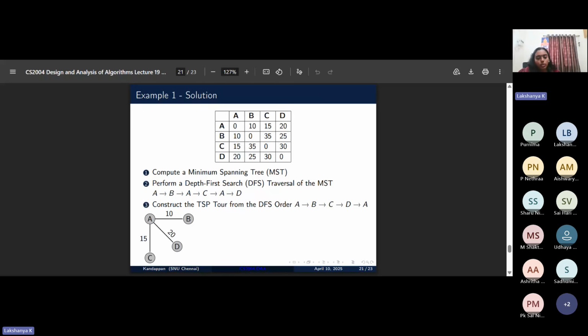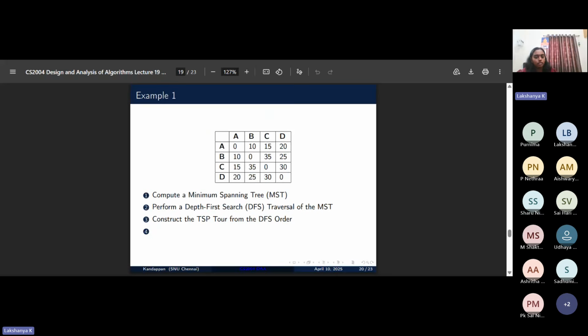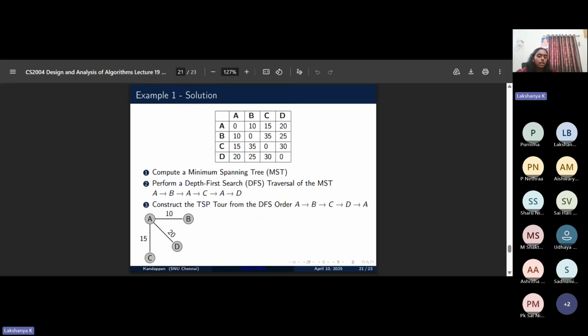And this tour, you can prove it is, in the worst case, twice as bad as your optimal cost. So in a particular case, maybe if your optimal cost is going to be 10 units, in the algorithm the cost you get will be at max 20 units, not more than that. That is what this means.